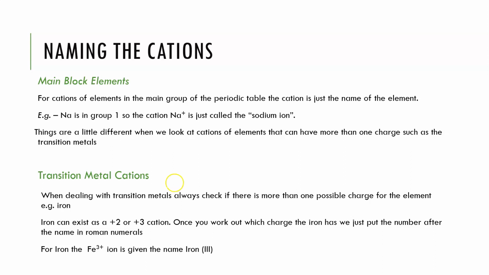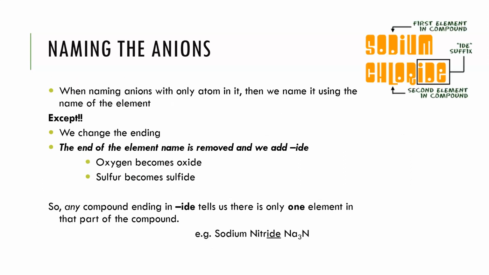In this case, when dealing with transition metals, we must always specify, and we specify by a Roman numeral. So because iron can exist as a +2 or +3 cation with its electrovalency, what we do is we specify which one we're talking about. So if we're talking about the Fe3+ ion, we would call it iron 3, and we put that Roman numeral in brackets, and that tells us which electrovalency we're talking about when we name the cation.